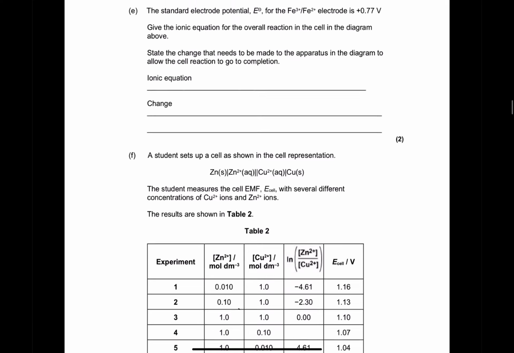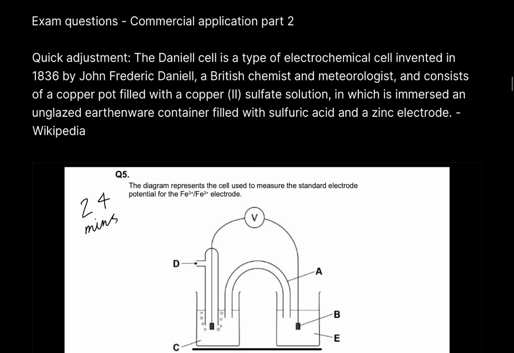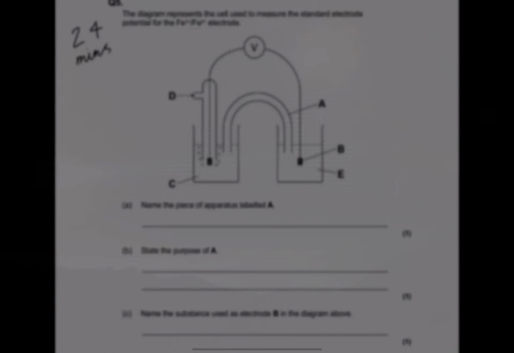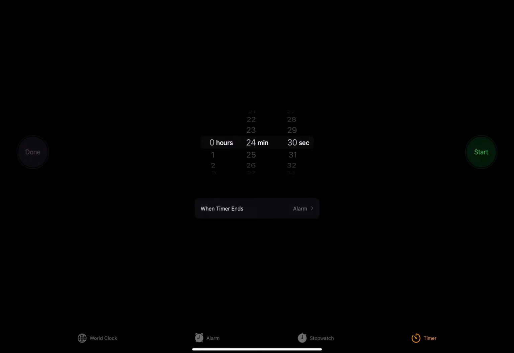First of all, I need to go and pause the video. Once you've answered the questions, I want to try and do it in 24 minutes, because it's 24 marks. I'll set a timer here. I might not complete it in exactly 24 minutes, because I'm going to be talking through it, but just know that you should be able to do this within 24 minutes. I'll put the time on my watch as well so I can keep it up here. And then, yeah, let's go for it.